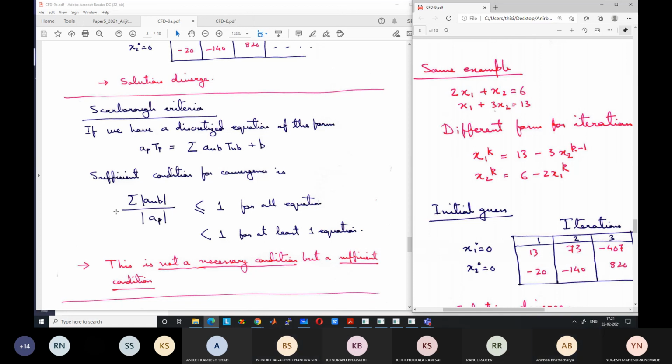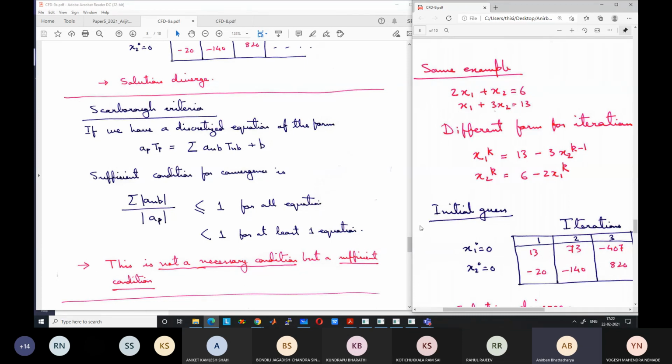2. So it is also not satisfied. Okay. So mod of -2 is 2. 2 divided by 1. So 2. So unfortunately, it has not satisfied this criteria. So now the solution could have converged because this is not a necessary condition, but our luck was bad and it did not converge. Okay.